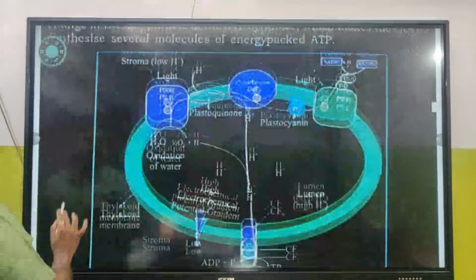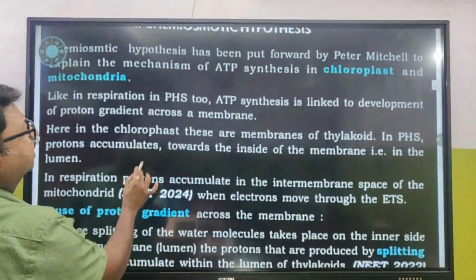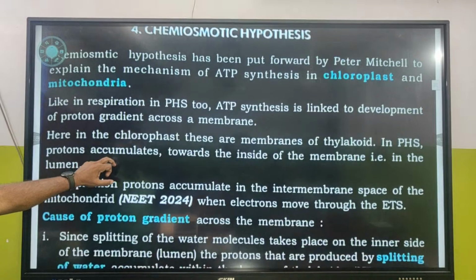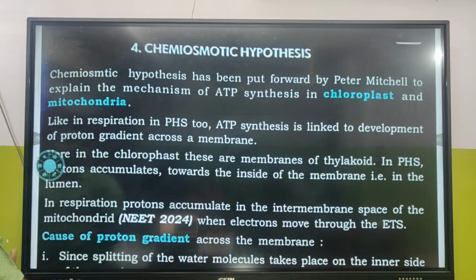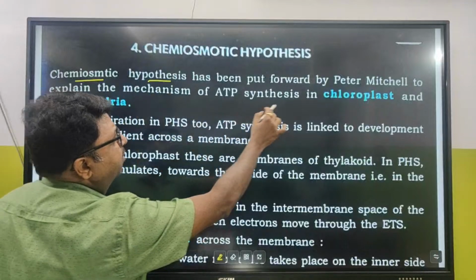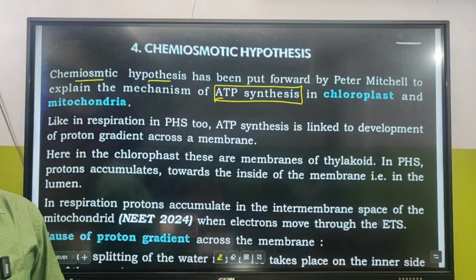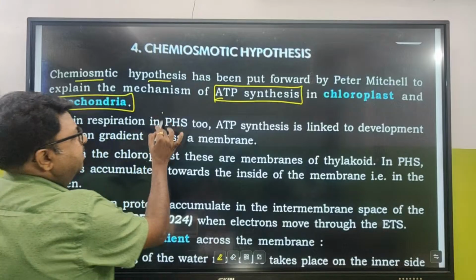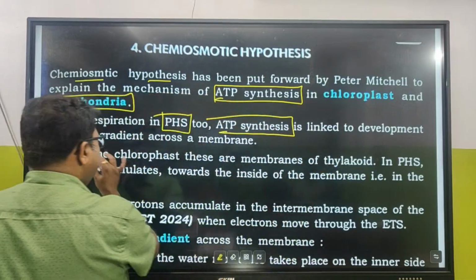Okay, let's have a quick look at the light reaction, what I said, let's check it once from the book. Okay, we will see chemiosmosis, come. Chemiosmotic hypothesis, what does the book have to say about it? Chemiosmotic hypothesis has been put forward by Peter Mitchell to explain the mechanism of ATP synthesis. What is synthesis? Only ATP synthesis. Where? In chloroplast and the same process. Like in respiration, in photosynthesis too, ATP synthesis is linked to development of proton gradient across a membrane.